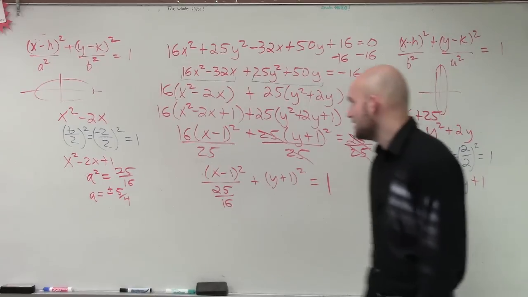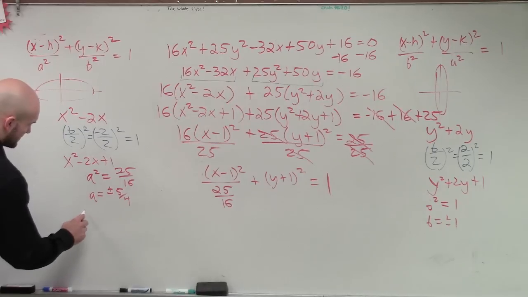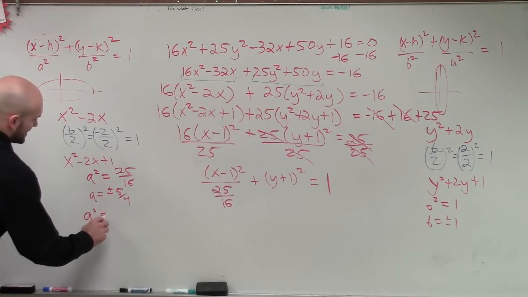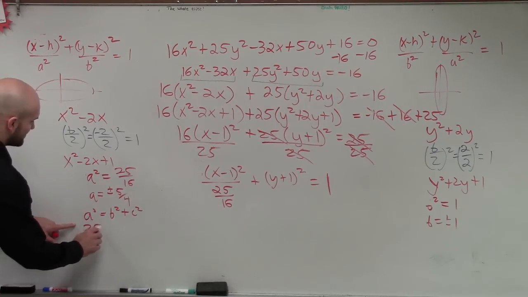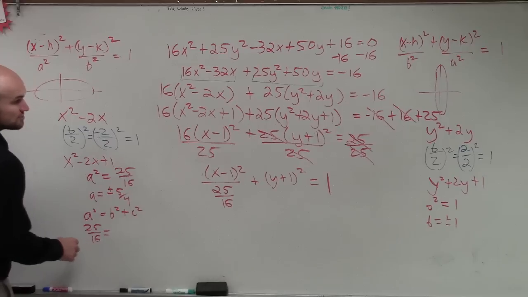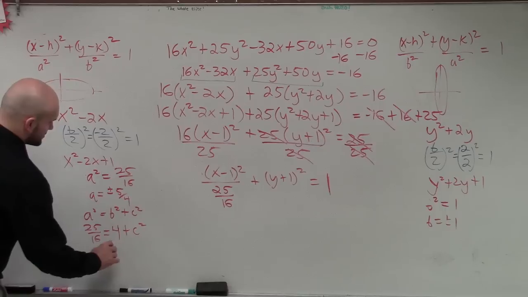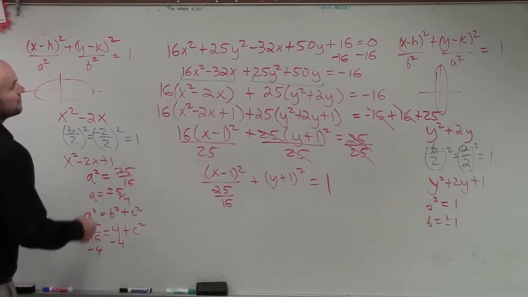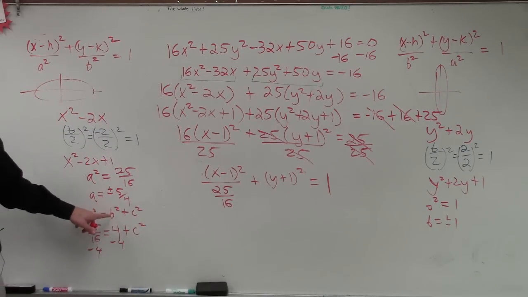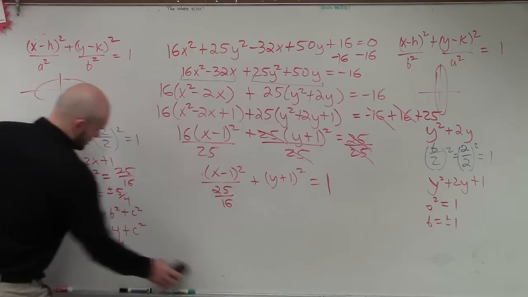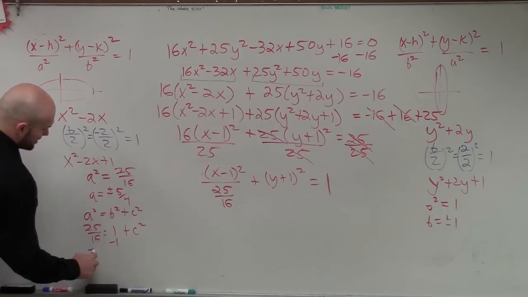All right, and then let's go ahead and take a look at my c. So if I was going to try to find c, remember we know a squared equals b squared plus c squared. Well, a squared is 25 over 16 equals b squared, which is 4, plus c squared. So I subtract 4. I'm running out of room. 4, that's my b squared, right? No, it's 1. Oh, it's 1. Good call. So it's 1. So minus 1, minus 1.